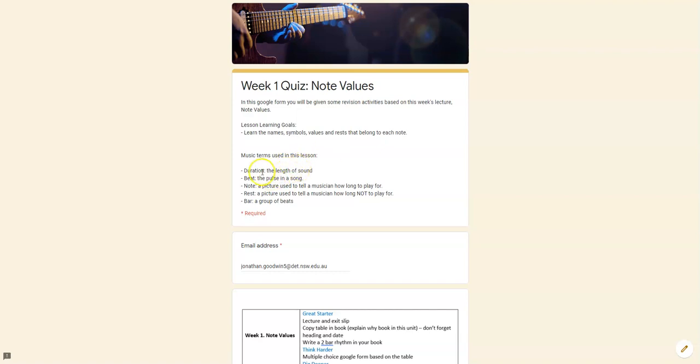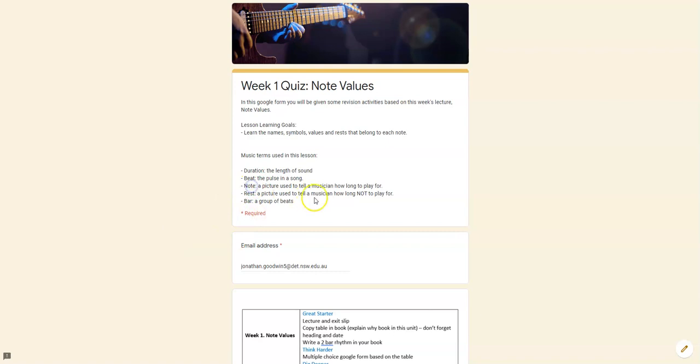Just to revise some of the terms we learnt about in this week's lecture, duration is the length of sound. And so note values are about how long we play a note or how long we rest for. So that's got to do with the length of sound and therefore duration. We measure our notes in beats, which is just a pulse that we use in a song, and we have some notes that last 4 beats, and we have some notes that last for 2 beats, etc.